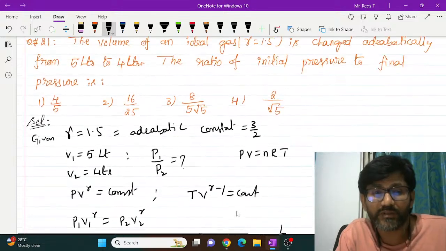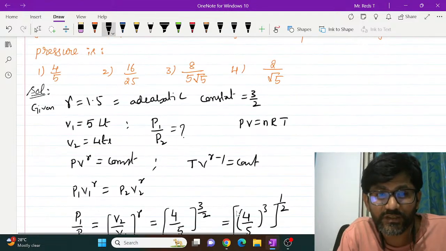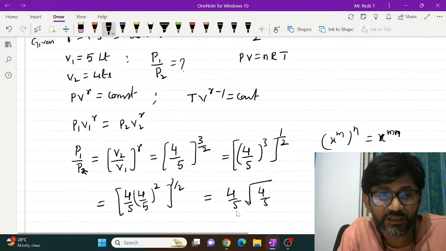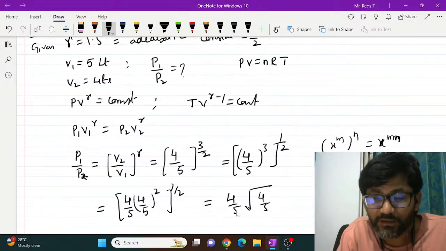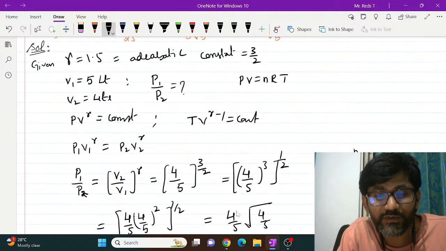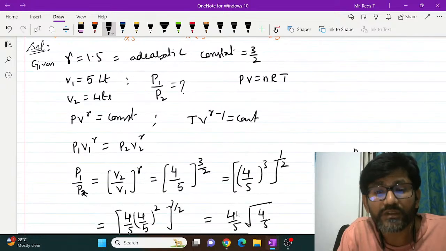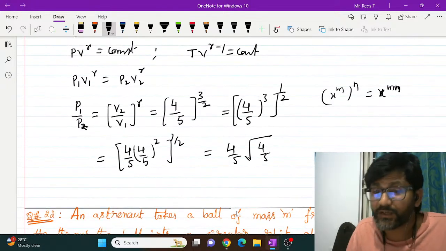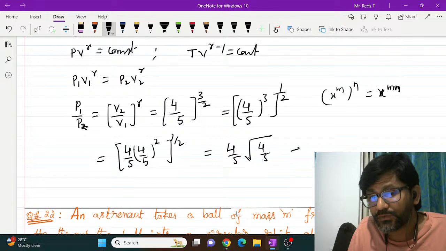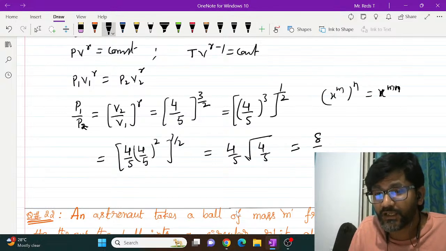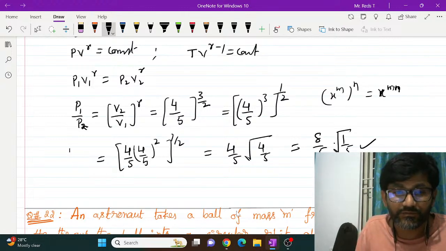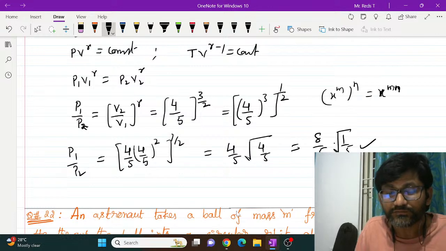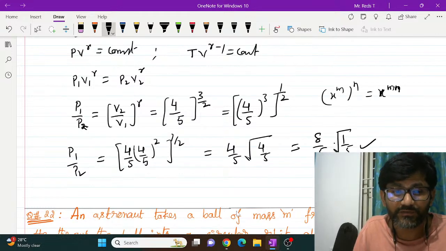So if you observe the options, is there any such option as 4 by 5 root 4 by 5? No. That means you have to simplify further. Again, root 4, what is root 4? 2. So 4 into 2 is 8, 8 by 5 into 1 by root 5. You can write this. So P1 by P2 can be expressed in any of these forms.